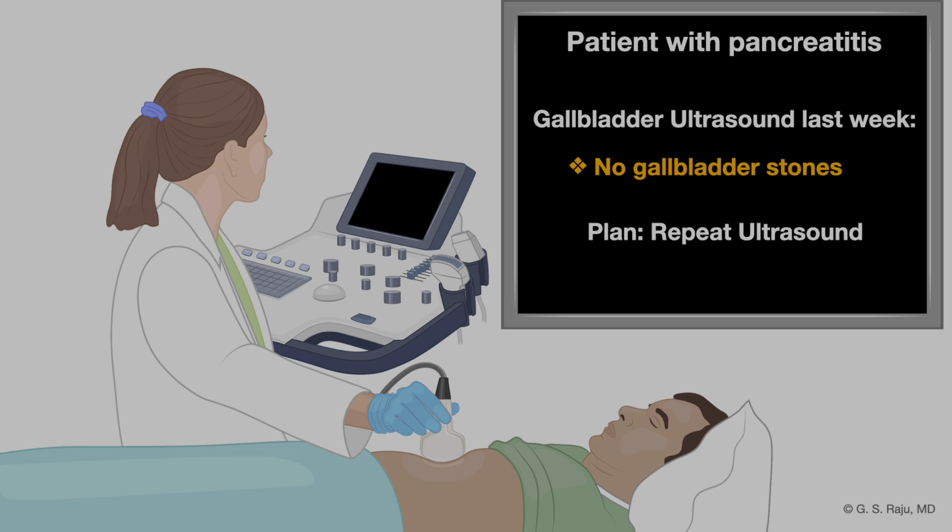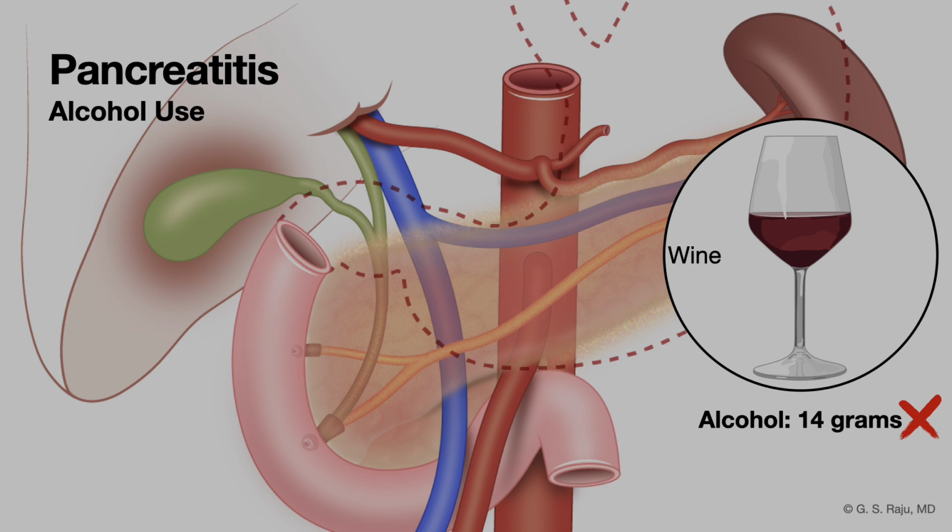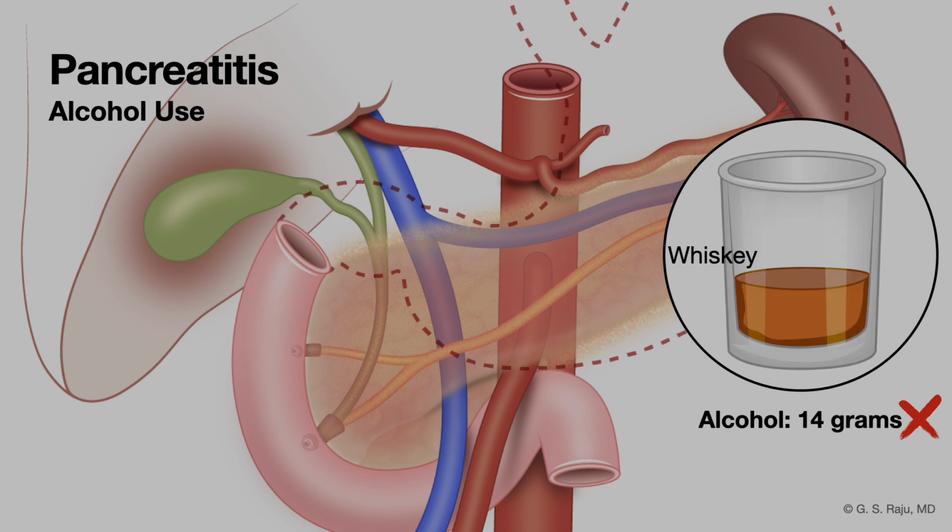So every patient coming in with pancreatitis, you should ask for alcohol use history. Social drinking, a little bit of alcohol now and then, is not going to precipitate pancreatitis. When you think about it, one beer has 14 grams of alcohol, and if somebody is drinking socially, a beer, or for that matter, a glass of wine or a shot of whiskey, they all contain 14 grams of alcohol.